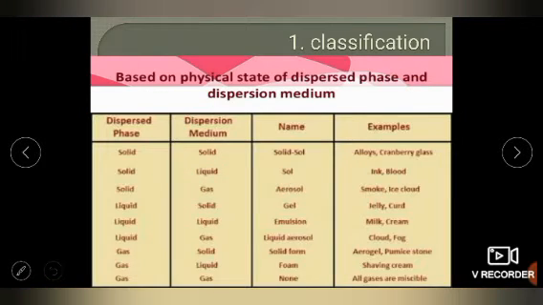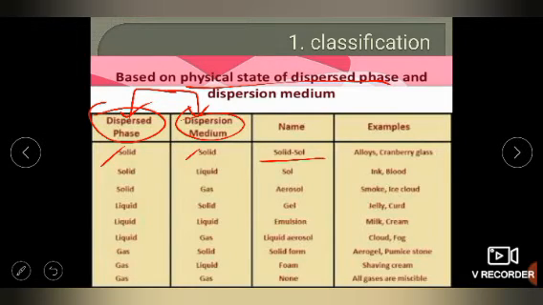First is based on physical state of dispersion medium. It is very simple, we have done it in the solution chapter also, so I am not going to repeat it again and again. Here in solution it was written as solute and solvent, but here in surface chemistry we write it as dispersed phase and dispersion medium. Dispersed phase is solid, dispersion medium is solid. So it is solid in solid, which is called solid sol. Alloy and cranberry glass are examples of solid colloids.